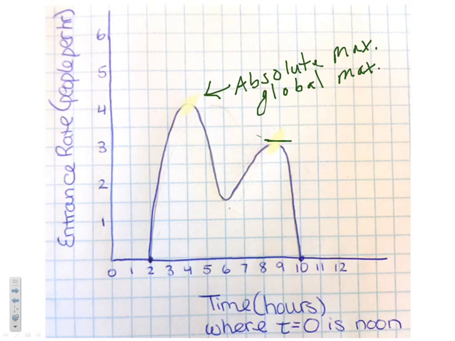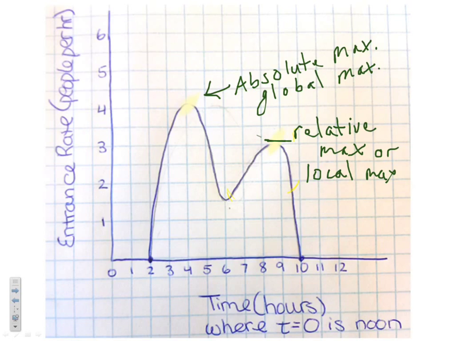This one here, it's a maximum between here and here. It's a maximum value, so that is called a relative max, or a local max. Local because it's only right in a local neighborhood. That's that interval, that neighborhood that it is true for.